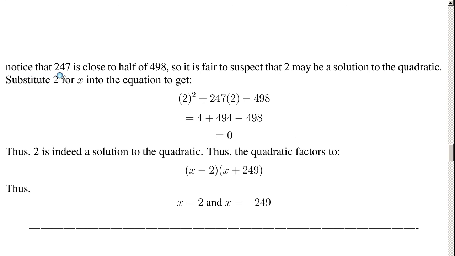notice that 247 is close to half of 498. So what I'm saying here is 247 times 2 does not equal 498, but it's pretty close. It's 494. So what this leads us to suspect is that the number 2 may be a solution to the quadratic. So what we're going to do is test out 2 to see if substituting 2 into the equation will give us 0.